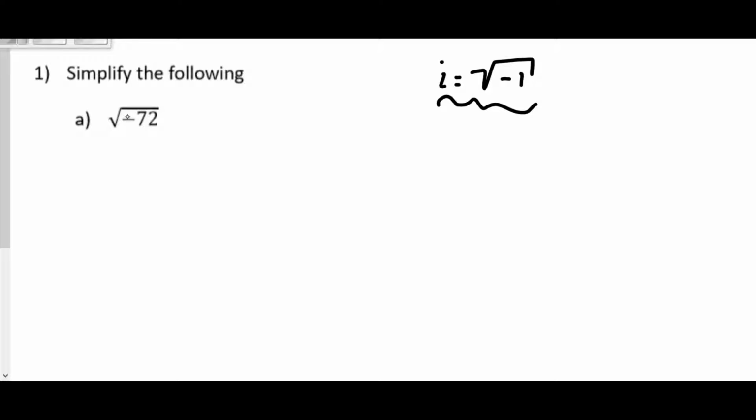So first we just take care of that negative. Let's pop it outside. We have i square root of 72. So now we're going to simplify rad 72. The way that we simplify radicals is we look for the biggest perfect square that fits inside of our number.